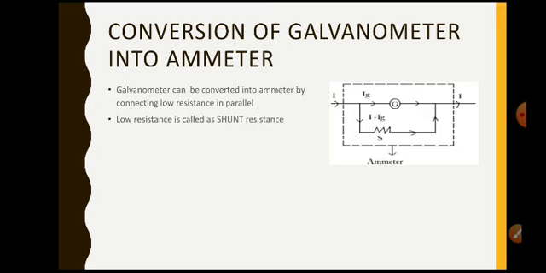It cannot measure heavy currents. In order to avoid this, we can convert a galvanometer into an ammeter by simply connecting a resistance in parallel. Then the galvanometer behaves like an ammeter. You have to connect a low resistance to the galvanometer.